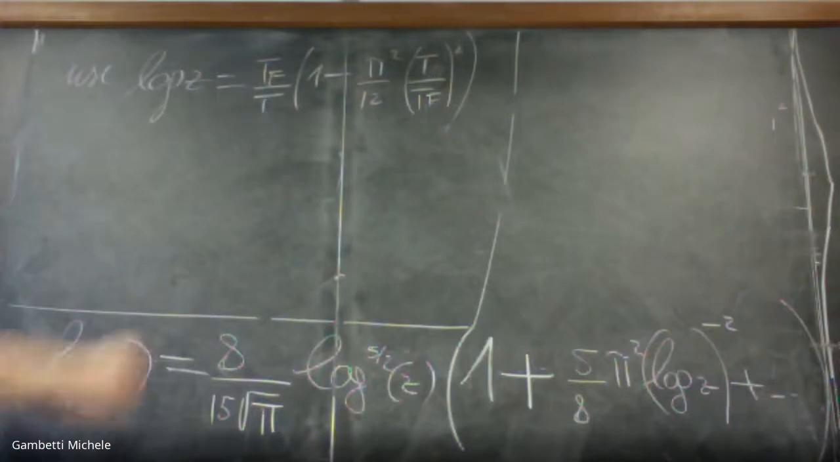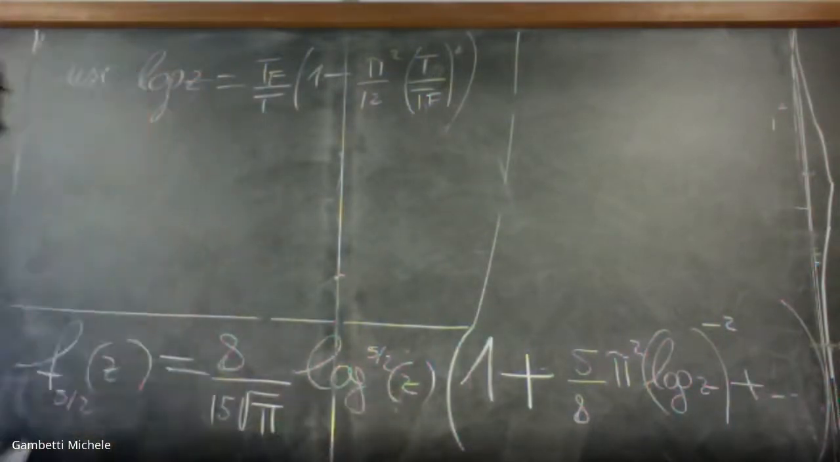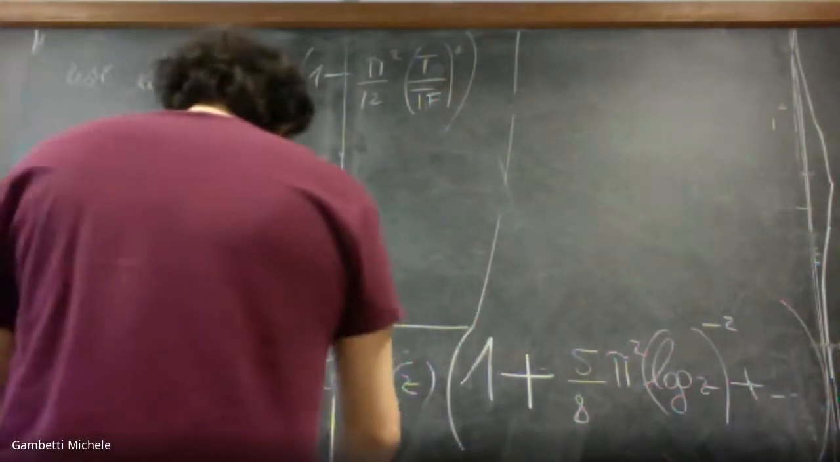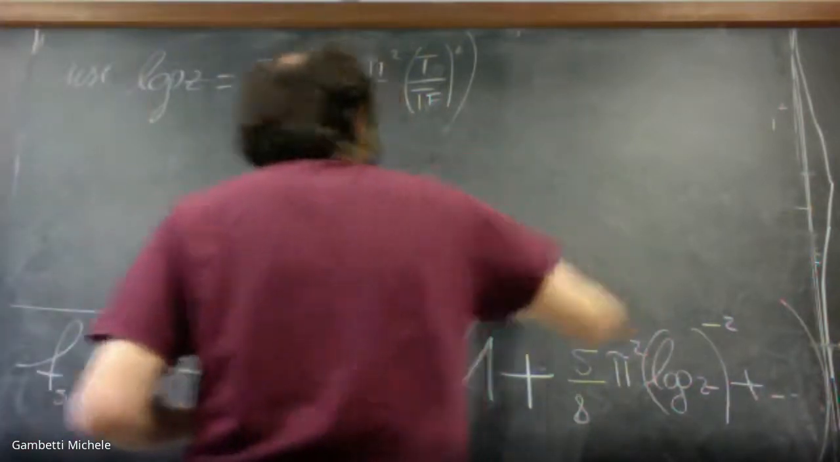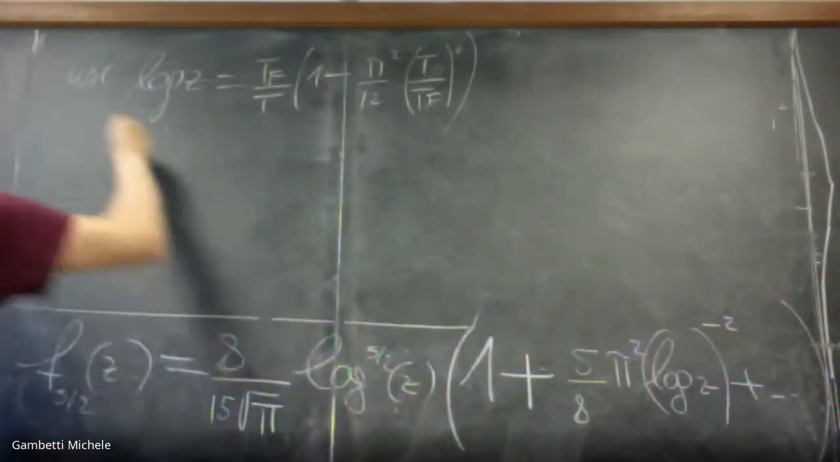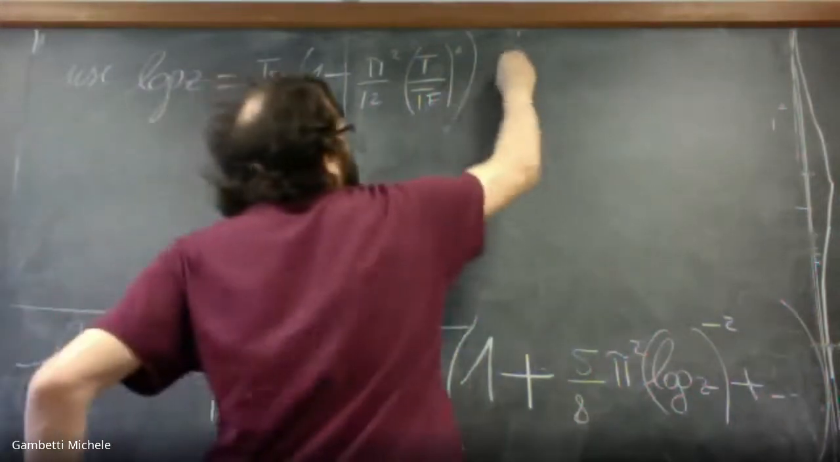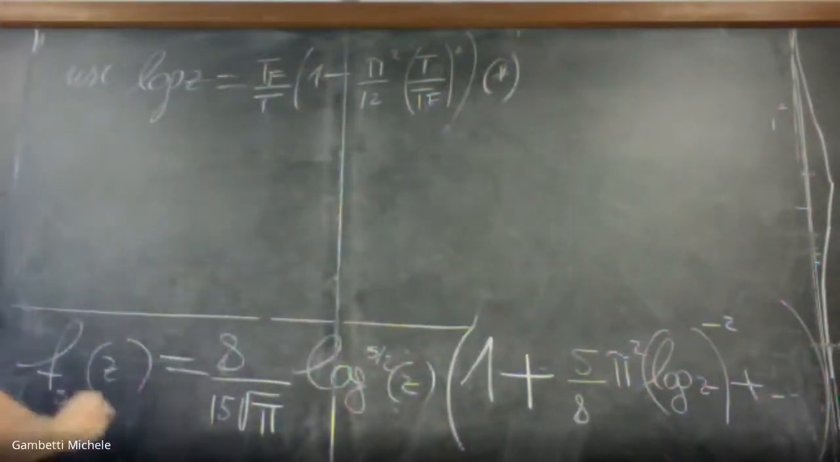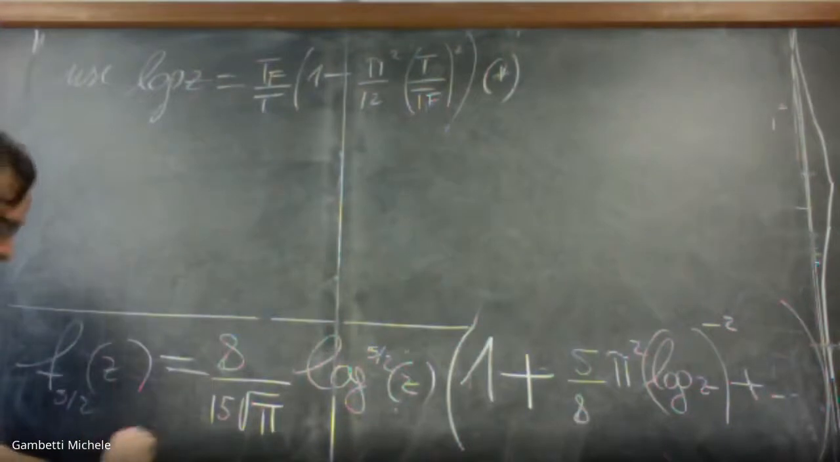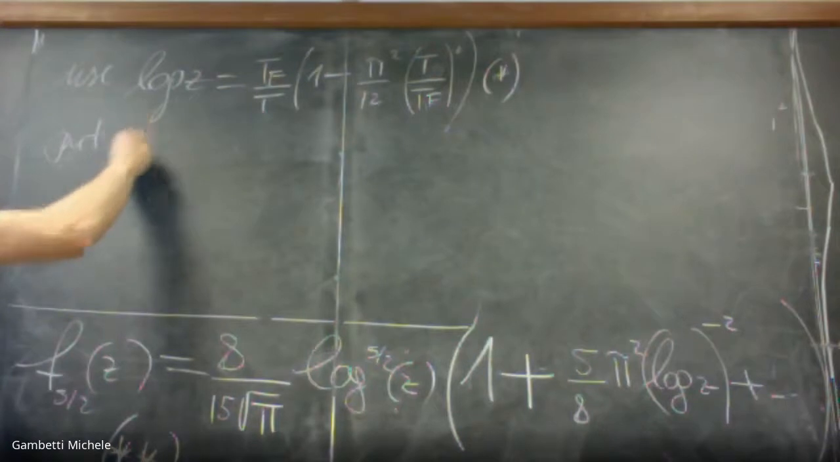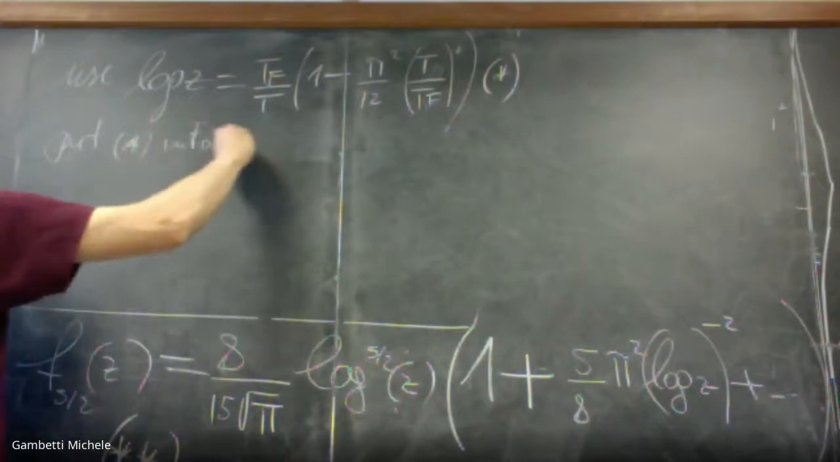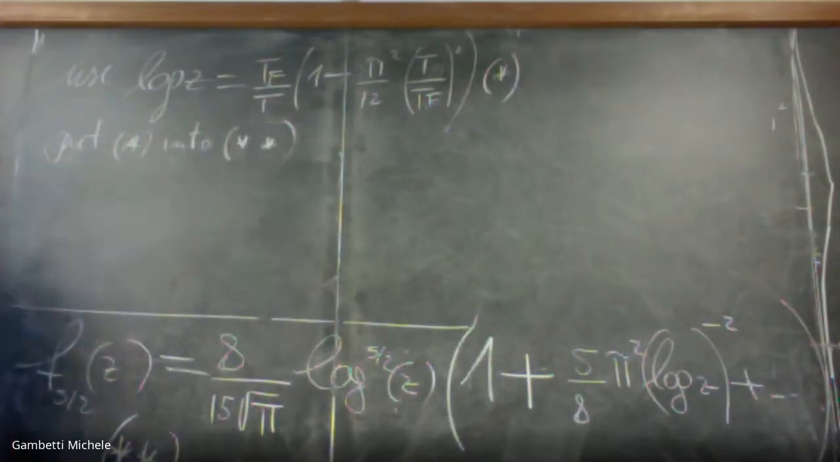Okay, so now take this and put it here. Now this of course is long and boring, but let me call asterisk this one and these two asterisks. So put asterisks into two asterisks.